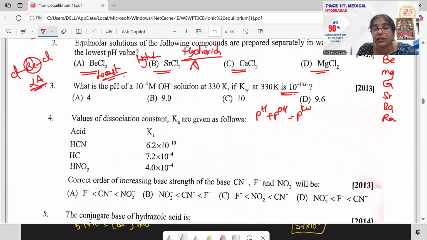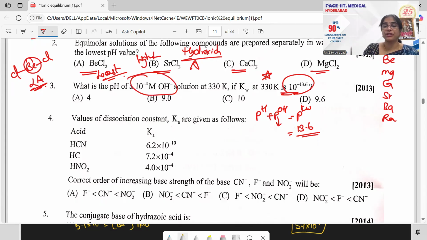But the question here given to us is 10 to the power minus 13.6. This means my pKw is 13.6 because this is at 330 Kelvin. It is not at your standard temperature. It is given to us at 330 Kelvin. So then we will be going with the same number they have given us. And we know the OH minus concentration as 10 power minus 4. Then what is pOH?